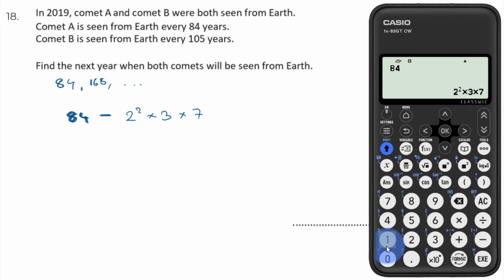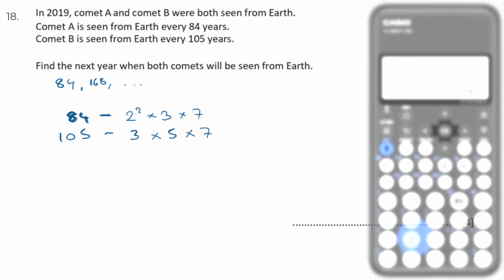Okay, going to do the same thing with 105. So 105, execute, and then I'm going to press the format key and go down to prime factors, and that should tell me the answer. I get 3 times 5 times 7 for that one. So 105 is equal to 3 times 5 times 7.